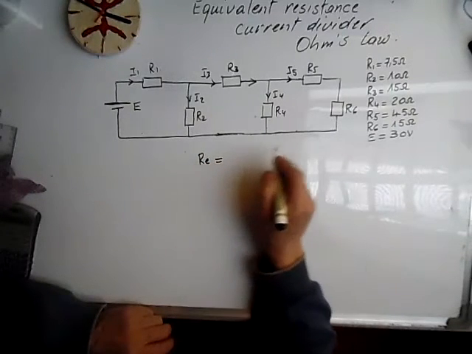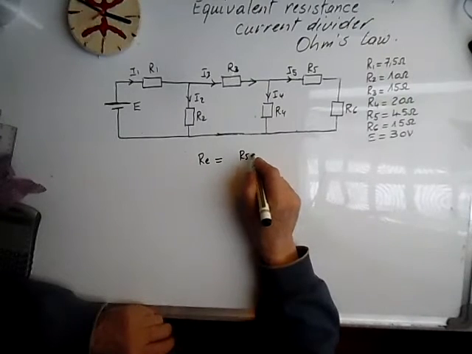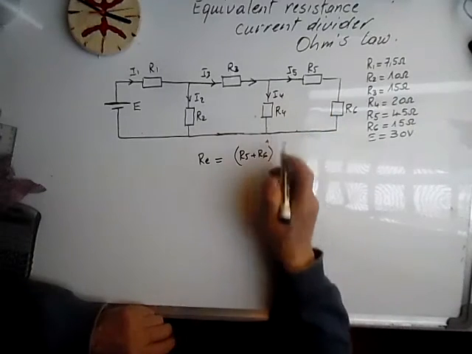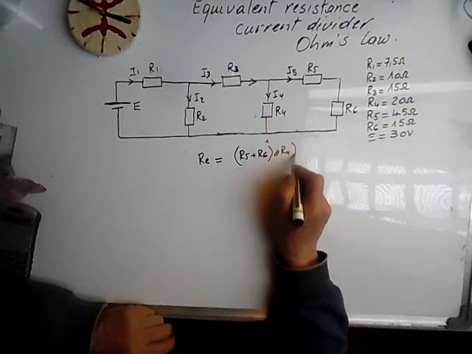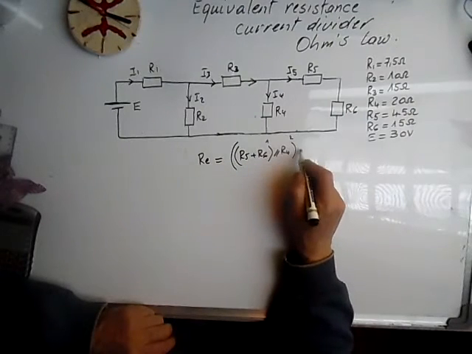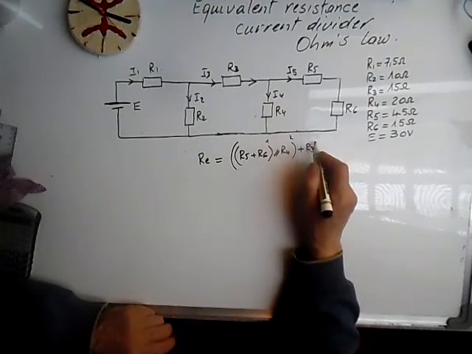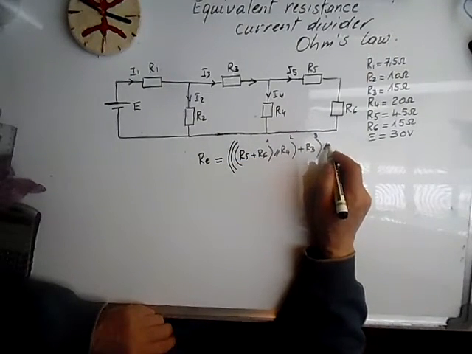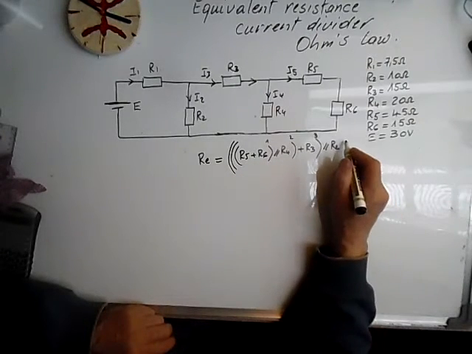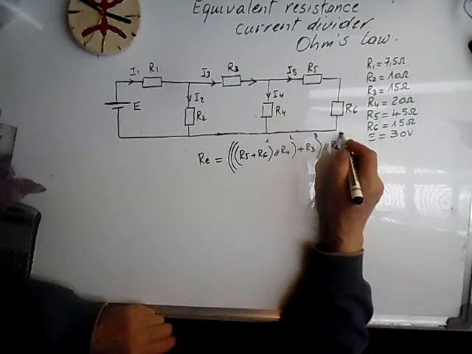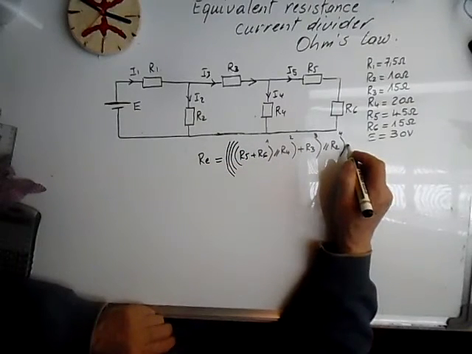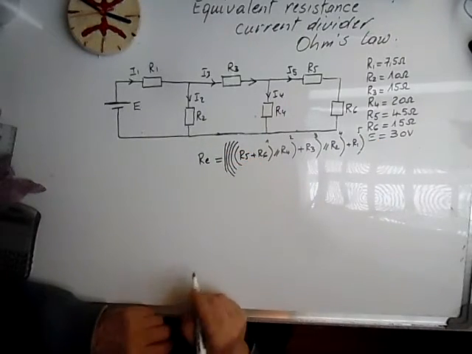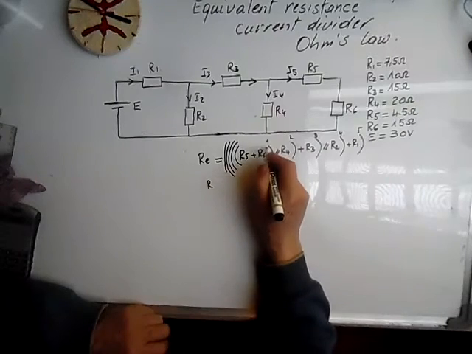R equivalent, first of all: R5 and R6 are in series. This is the first step. Later they are in parallel with R4. This is the second step. Later R3 is in series with all of them. This is step 3. Later we have R2 that is in parallel with these resistances. So it means step 4, and the last step is we add R1 to calculate the equivalent resistance. So let's calculate the first step.